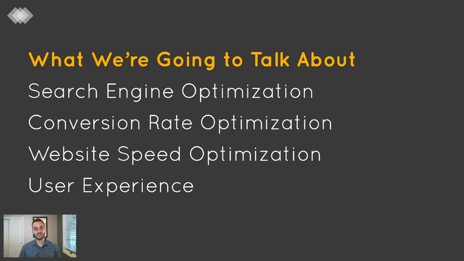So we're going to talk today about 4 different areas of optimization that I think are important. The first is search engine optimization. The second is conversion rate optimization. The third is website speed optimization. And then the final one is user experience. And all of these are going to play a role in driving more conversions to your site.